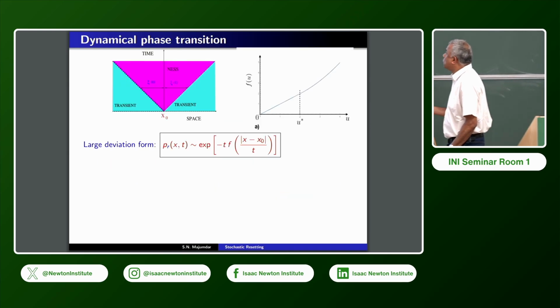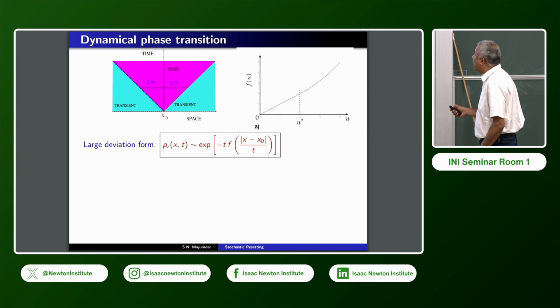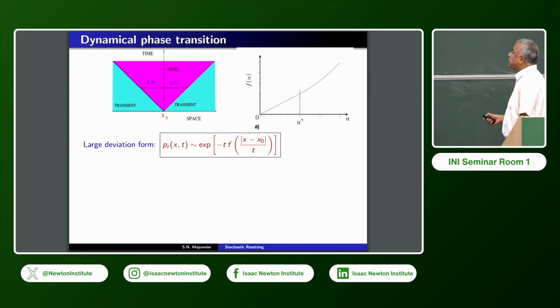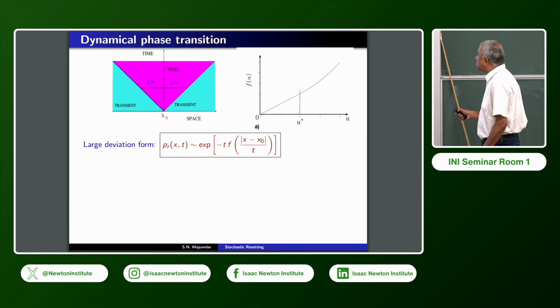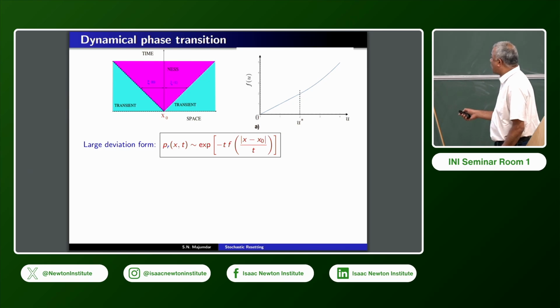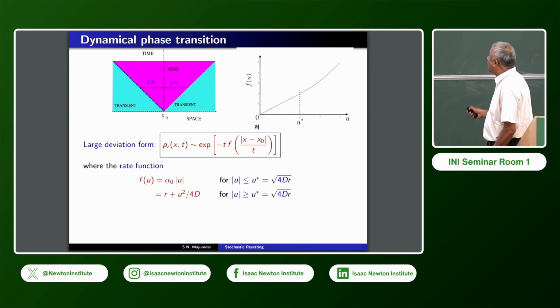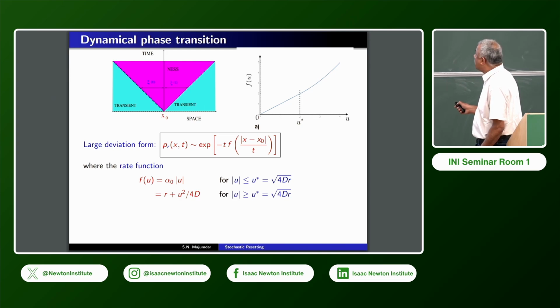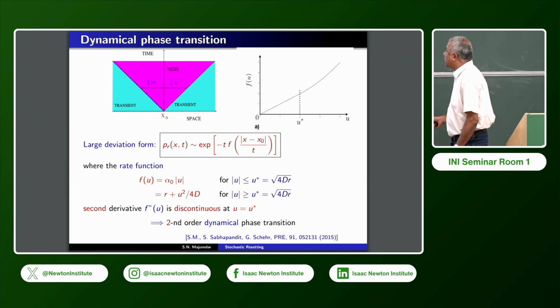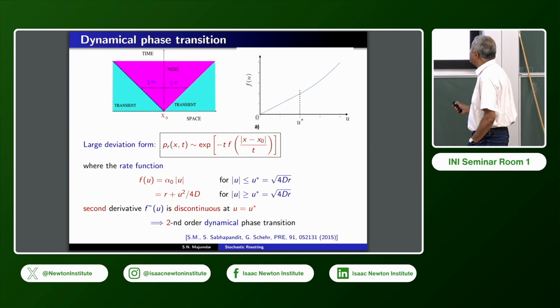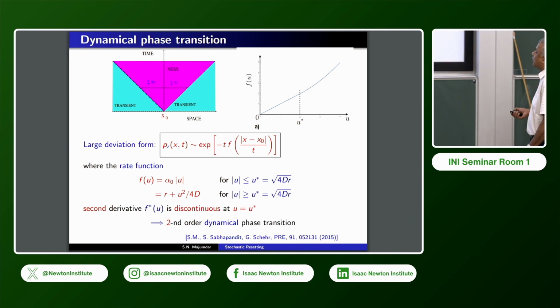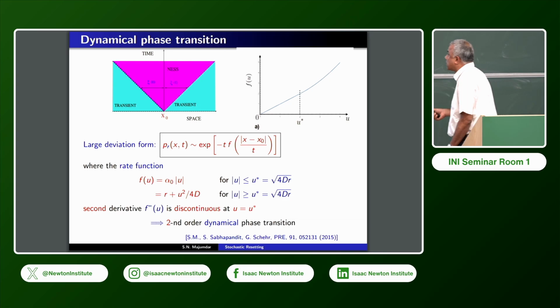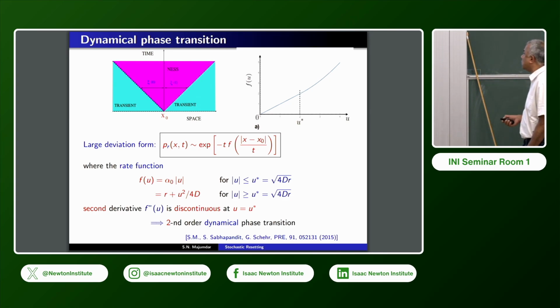Interestingly, if you are close to this light cone, imagine that I take large t and large x minus x naught with the ratio kept fixed. That means I am zooming in around the light cone and analyzing my integral there. What you find is a large deviation form, exponential of minus t times some function, where this rate function f is linear up to u star, which is the speed of the light cone, and beyond this it becomes quadratic. In fact, the second derivative of this rate function is discontinuous at this critical point. This is what physicists call a dynamical phase transition. There is a second order dynamical phase transition because the second derivative of this rate function is discontinuous.